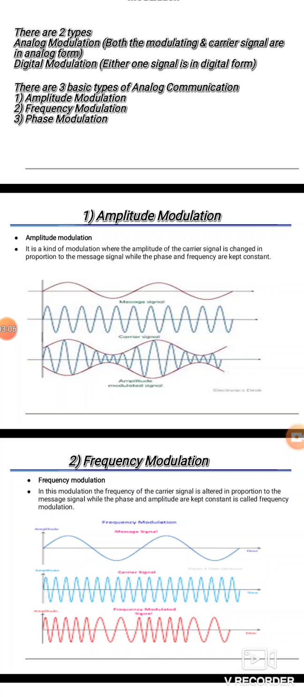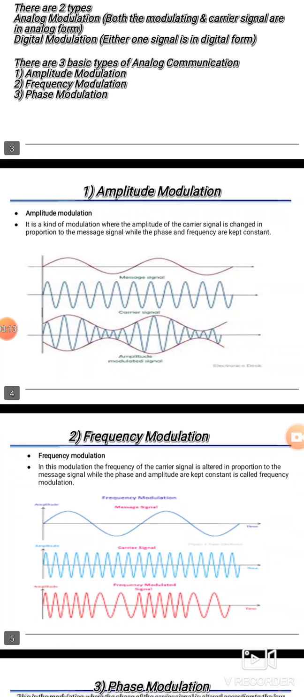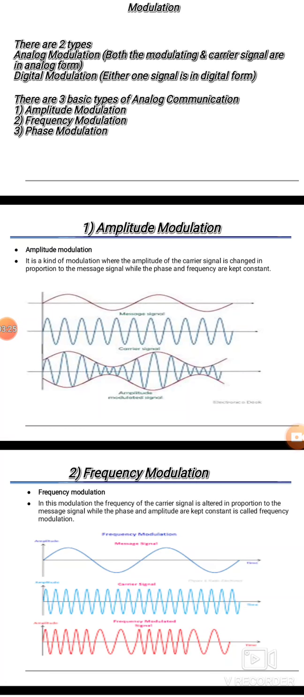And digital modulation means what? Either one signal is in digital form. It can be the modulating signal or it can be the carrier signal. One of the two signals is in the form of a digital signal. That is the concept of digital modulation. Right now we are not going to consider digital modulation. We are going to consider just analog modulation.